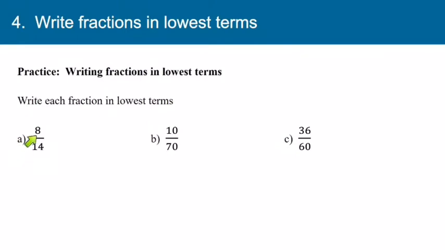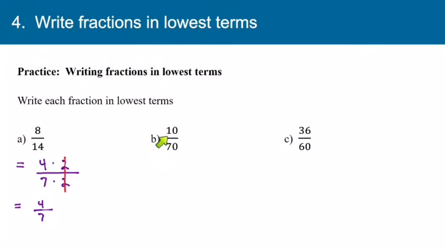So if we try to simplify 8/14, we notice that both of these numbers can be divided by 2. I'm going to write 8 as 4 times 2, and I'm going to write 14 as 7 times 2, and now I'm going to cross out the 2's, and what's left is 4/7. So 8/14 reduces to 4/7. And here we have 10/70. So I know that 70 is 7 times 10.